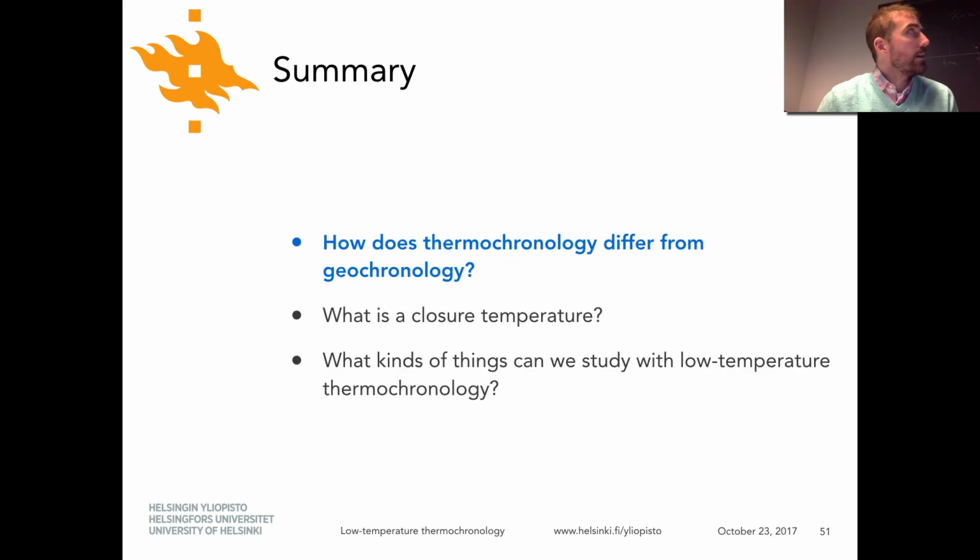So just to summarize that stuff and give us a little bit of time to move on to the next bit about exhumation rates, I'm going to ask you a few questions, and hopefully you have some idea. How does thermochronology differ from geochronology? It's kind of a nasty question, actually, but what's different between the two? When you interpret the data, what do you think of differently?